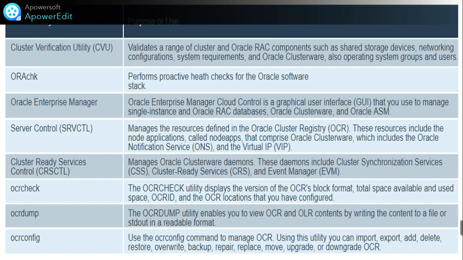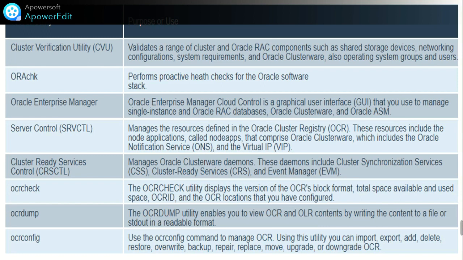Server Control, SRVCTL, manages the resources defined in the Oracle Cluster Registry, OCR. These resources include the node applications, called nodeapps, that comprise Oracle Clusterware, which includes the Oracle Notification Service, ONS, and the Virtual IP, VIP. Cluster Ready Services, CRSCTL. CRSCTL manages Oracle Clusterware daemons. The daemons include Cluster Synchronization Services, CSS, Cluster Ready Services, CRS, and Event Manager, EVM.